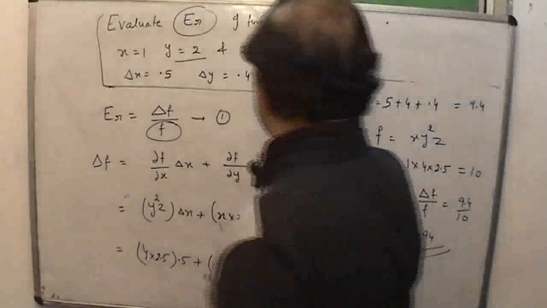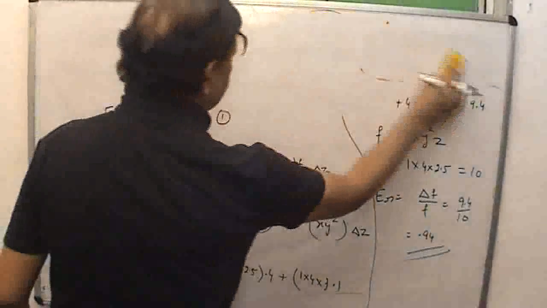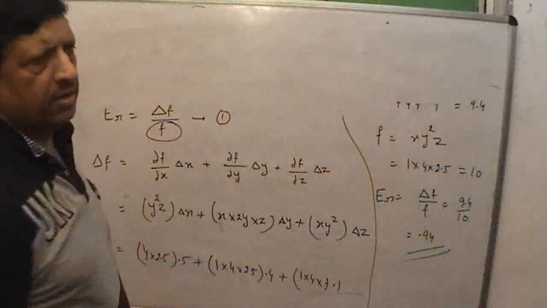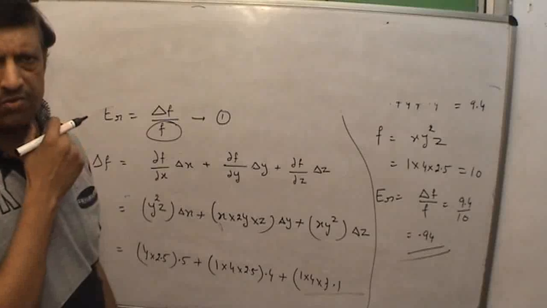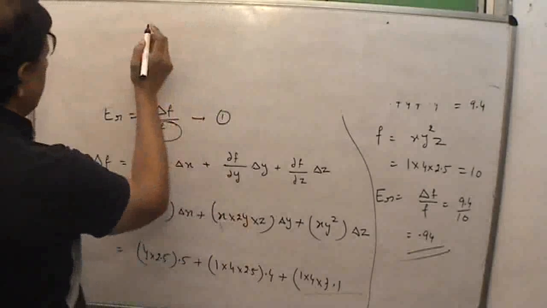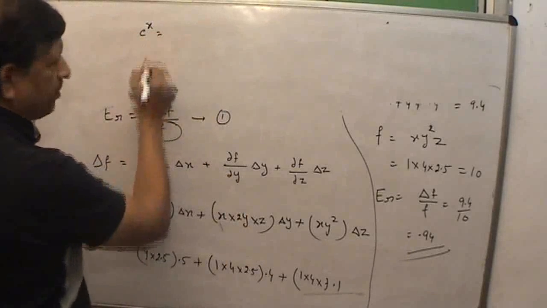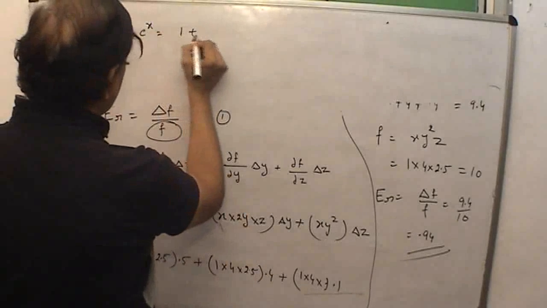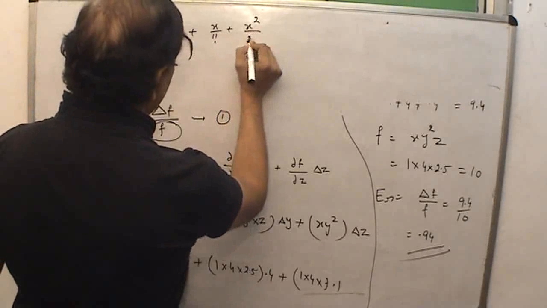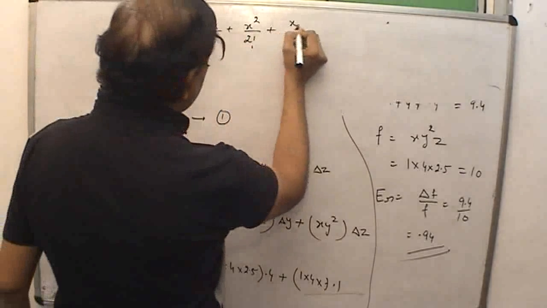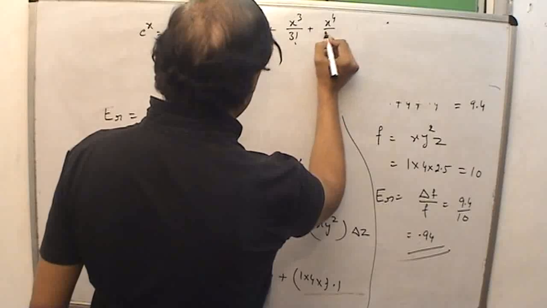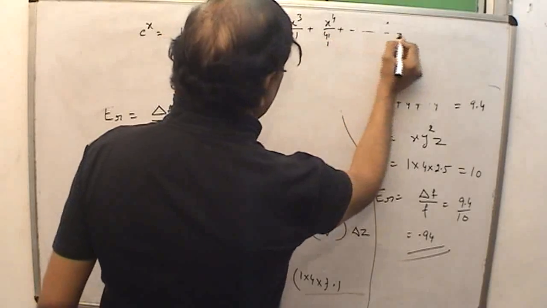Let us take an example. Power series means expansion of, say, e raised to the power x, sin x, cos x, Taylor series, Maclaurin series. There are so many series. Say here we take the expansion of e raised to the power x: 1 plus x upon 1 factorial plus x square upon 2 factorial plus x cube upon 3 factorial plus x raised to the power 4 upon 4 factorial, plus so on.